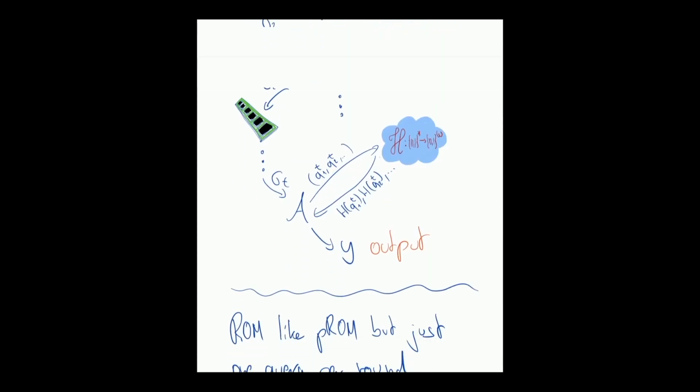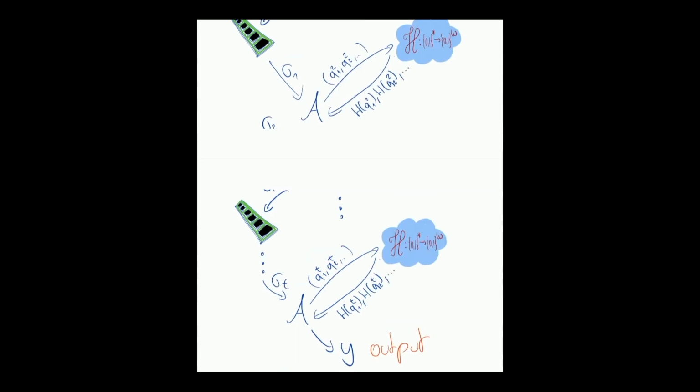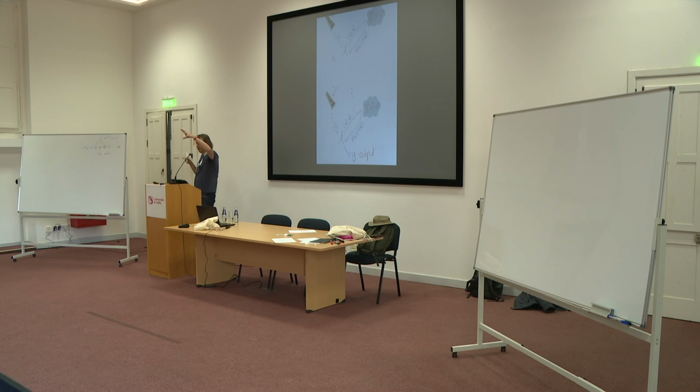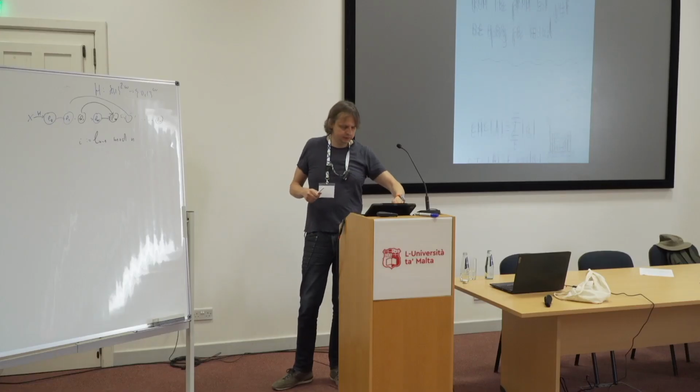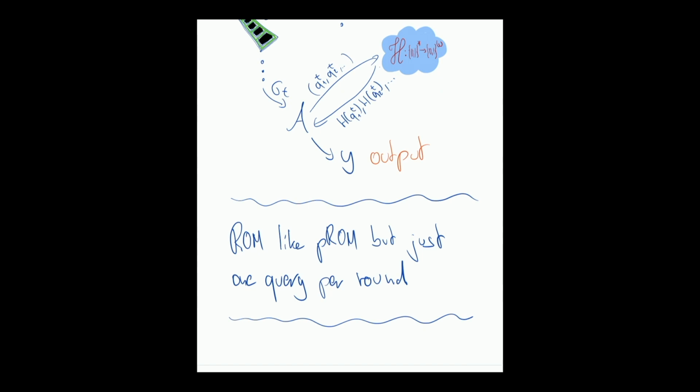Is this game clear? What is important is that in each round, A first retrieves the memory it has, this sigma i, the memory state after round i, makes any computation, and then can update the memory to the next state, sigma i plus 1. So this is the parallel random oracle model. The normal random oracle model is the same, except that in each round, the adversary can only make one query to the random oracle.